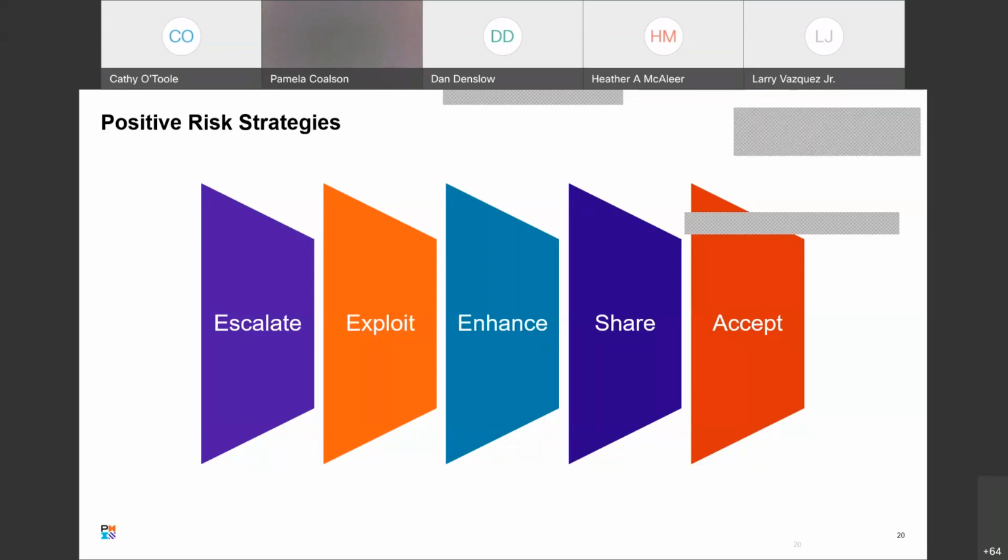You can enhance. Oh, that's a good one. Somebody just said in the chat, you end up with a 6-month development lead time instead of a 12-month development lead time. That's always a good one. You can share the risk with others because that makes it less impactful to everybody. And again, accepting risks can also be a positive strategy. It's not a very probable thing that it's going to happen, and it's not very impactful. So in that case, accepting the risk is a suitable strategy.